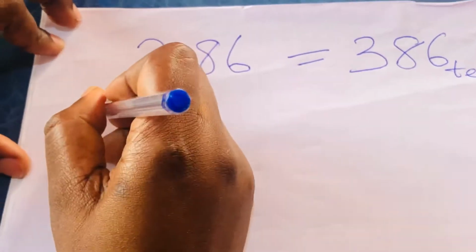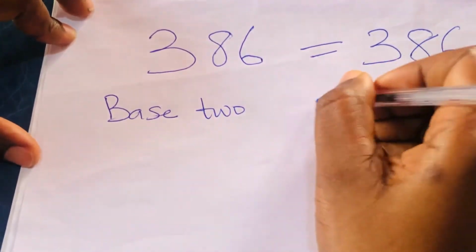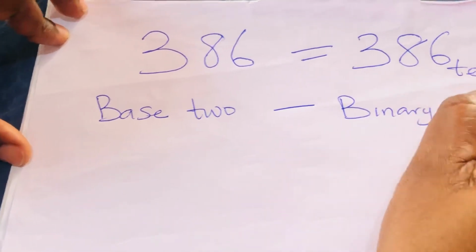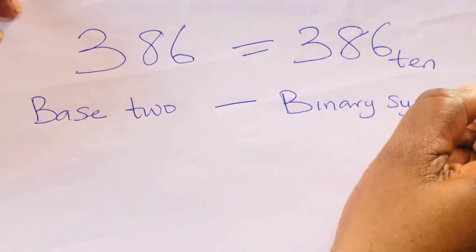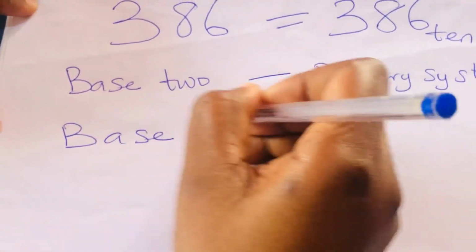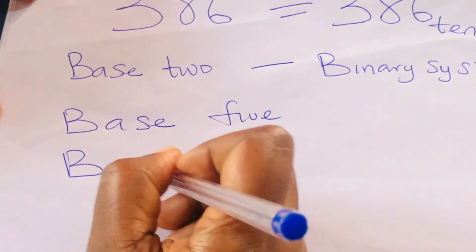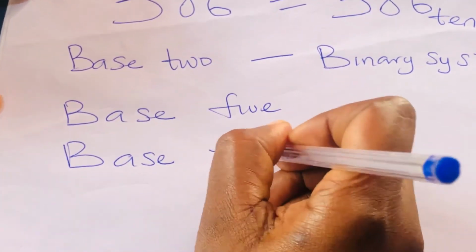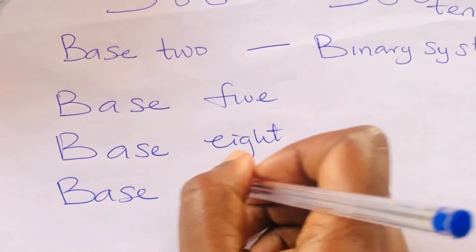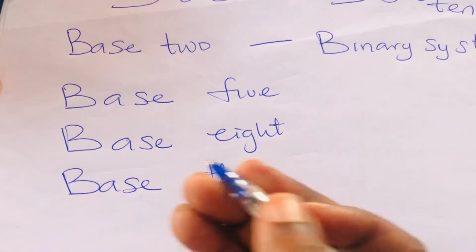We have base 2. This base 2 is called the binary system. We have base 5, base 8, base 3, base 7, and so on.